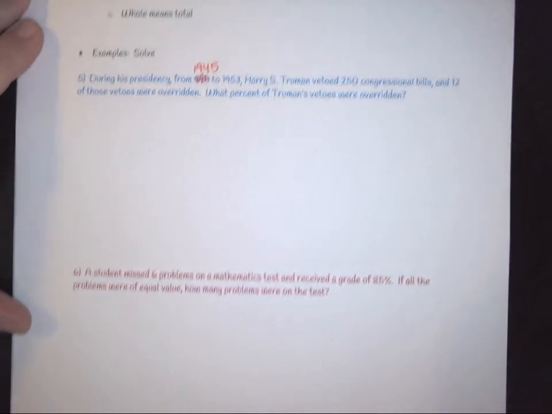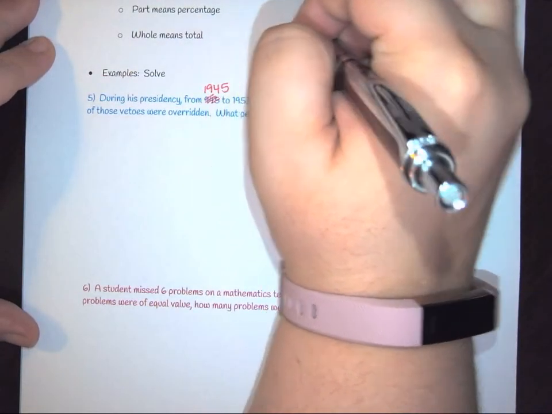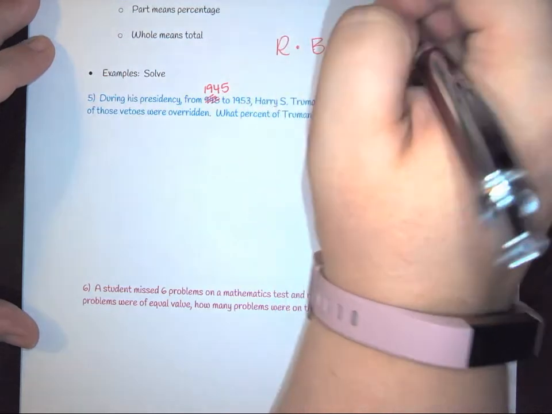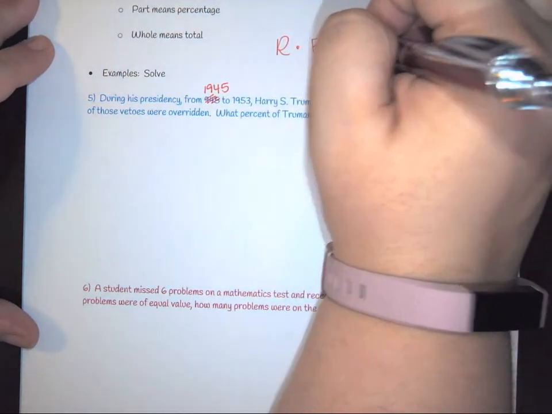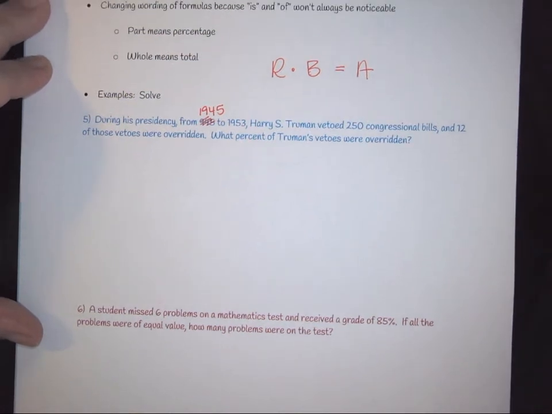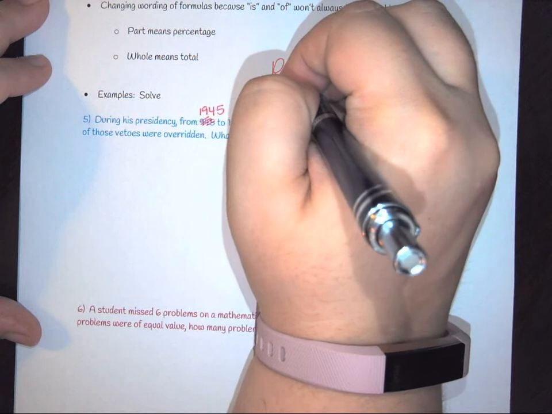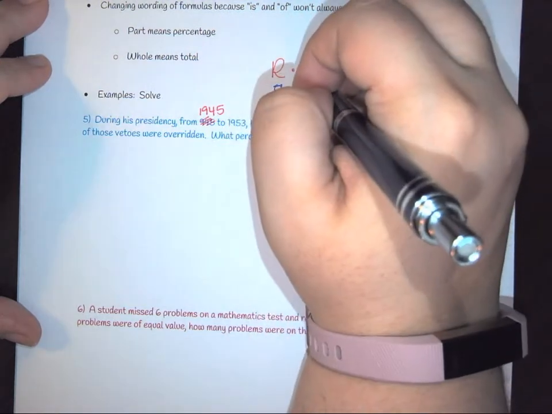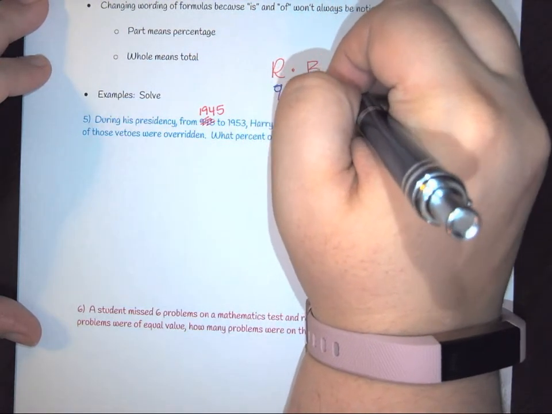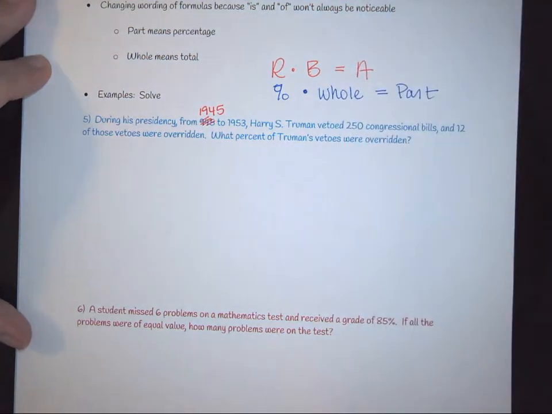So here we need to remember that we are using the equation R times B equals A. And so if we pay very close attention, what this actually means is percent times your whole equals your part. Okay?